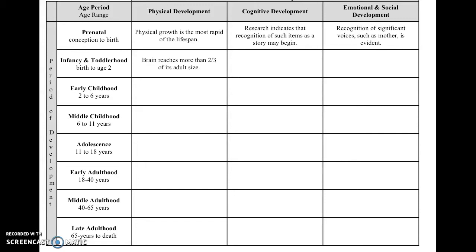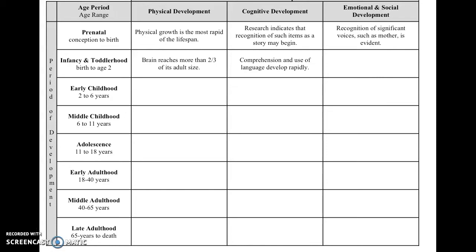In the physical development domain, you should have the statement that the brain reaches more than 2/3 of its adult size. The brain is actually the structure of the human body that is closest to its final size at birth and continues to grow at a rapid rate over the first years. For cognitive development, you should have comprehension and use of language develop rapidly.